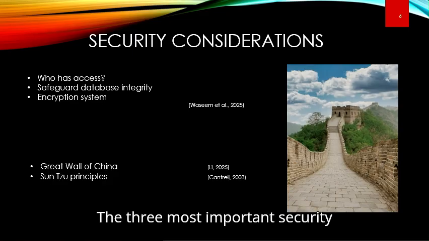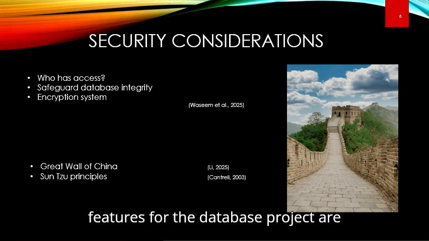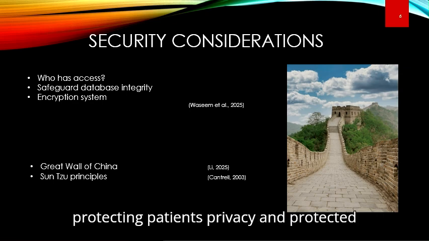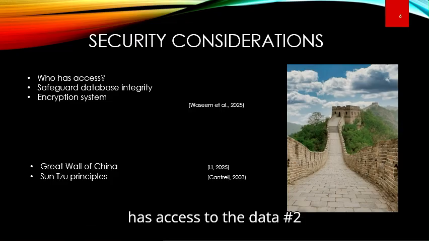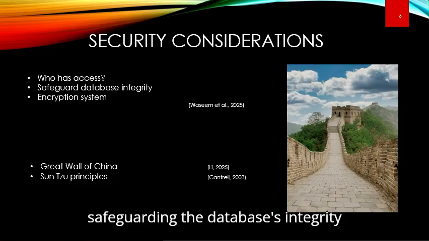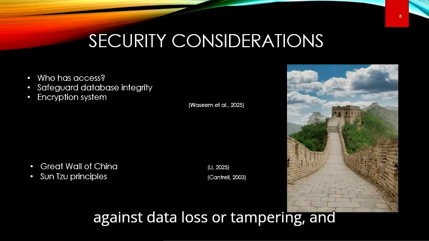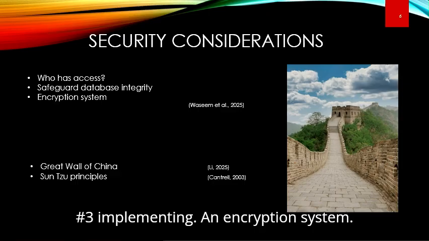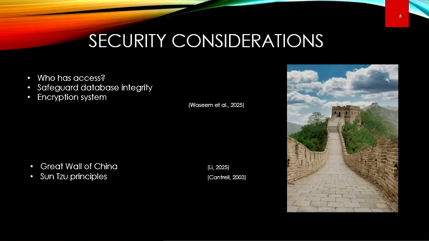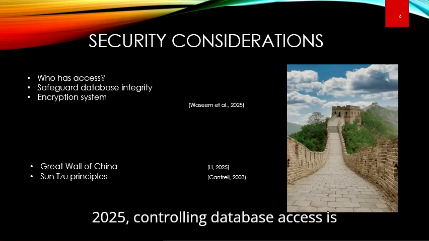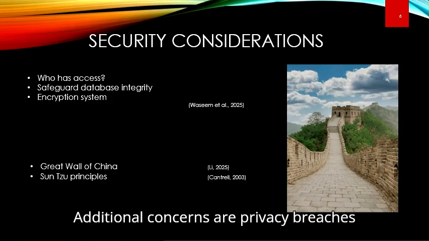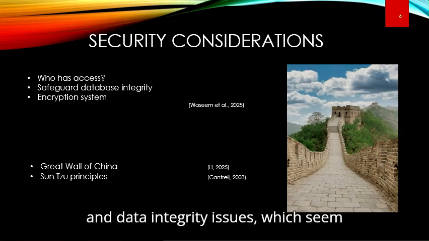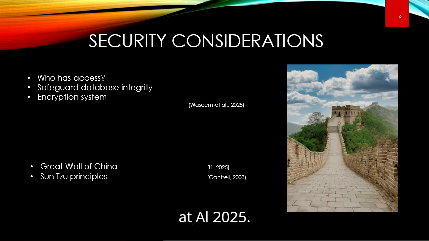The three most important security features for the database project are protecting patients' privacy and protected health information by, number one, controlling who has access to the data. Number two, safeguarding the database's integrity against data loss or tampering. And number three, implementing an encryption system. According to Wasim et al. in 2025, controlling database access is essential to healthcare cybersecurity. Additional concerns are privacy breaches and data integrity issues. Wasim et al. 2025.